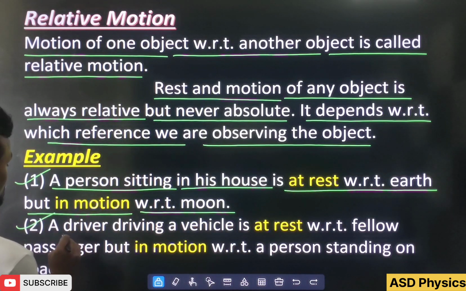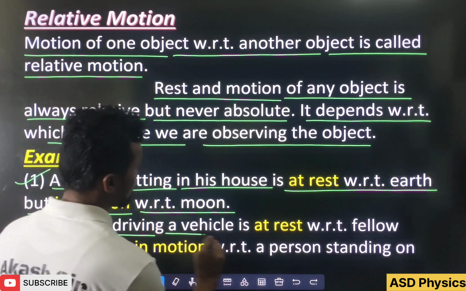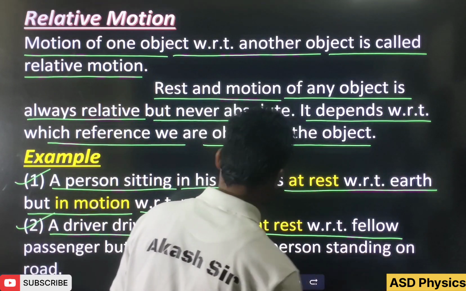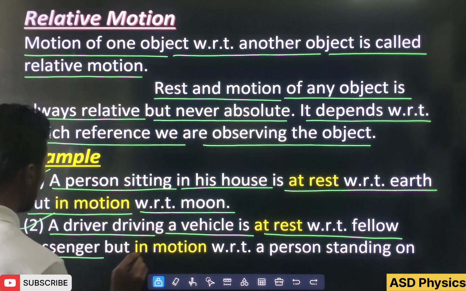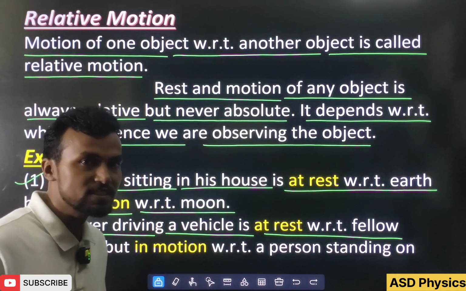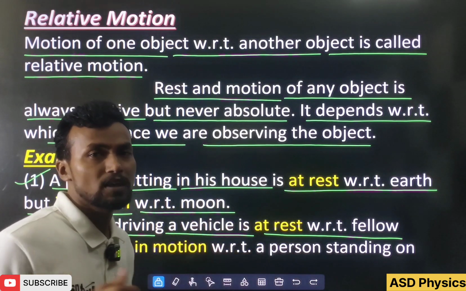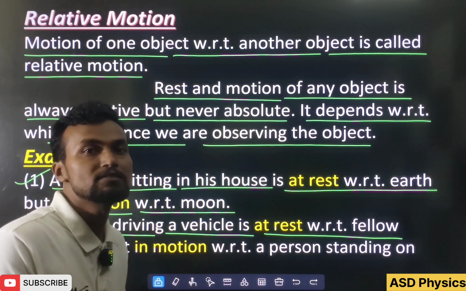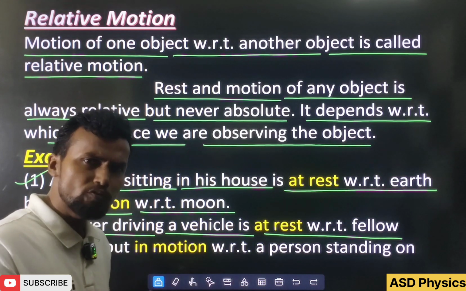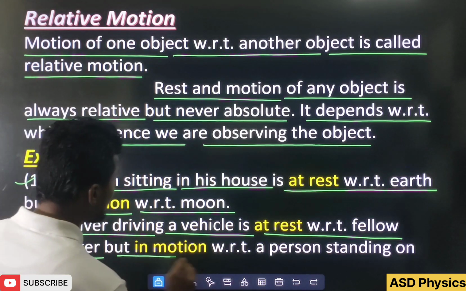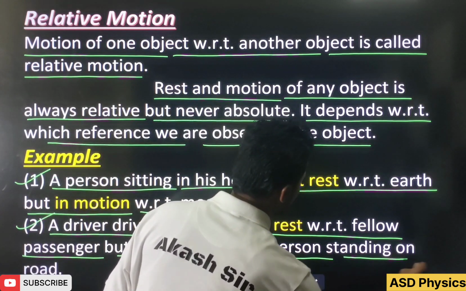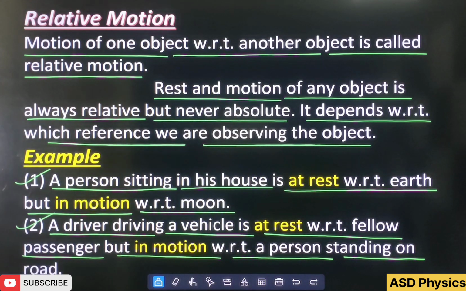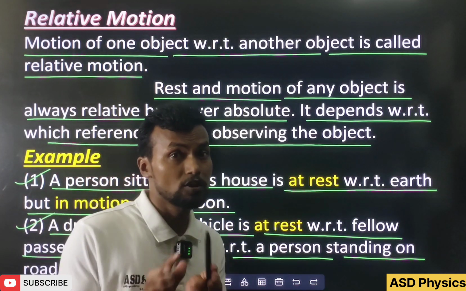Second one, a very practical example. A driver driving a vehicle is at rest with respect to a fellow passenger. Why? Because the fellow passenger is traveling with the driver. The speed of the driver and the fellow passenger is the same. That's why the driver will be at rest with respect to the fellow passenger, but in motion with respect to a person standing on the road. So I hope this is very clear: rest and motion are relative terms. They are not absolute.